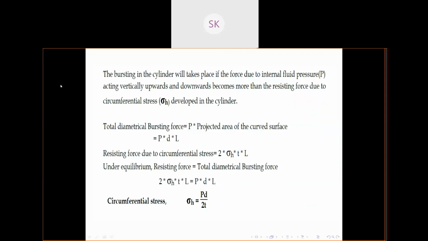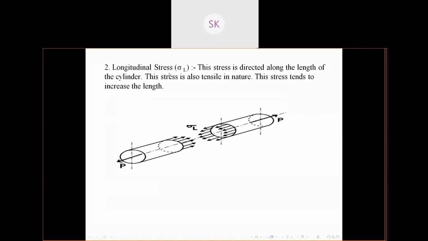I'm moving to another stress, which is longitudinal stress. This stress is directed along the length of the cylinder. This stress is also tensile in nature. This stress tends to increase the length. So that was one way of failure of a cylinder, and we have to design by that stress, which is called circumferential stress. Next we have longitudinal stress.